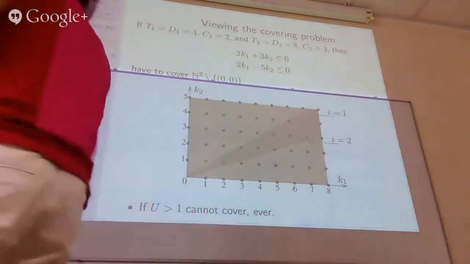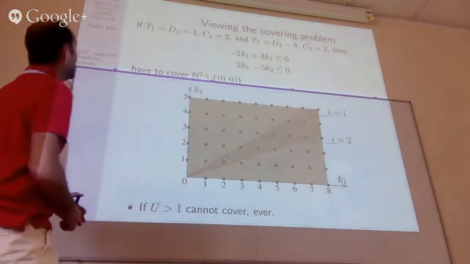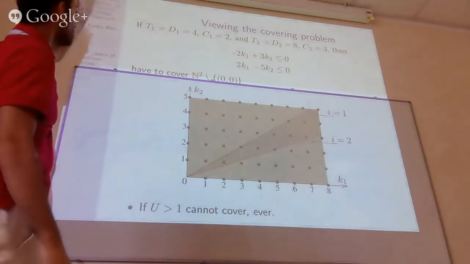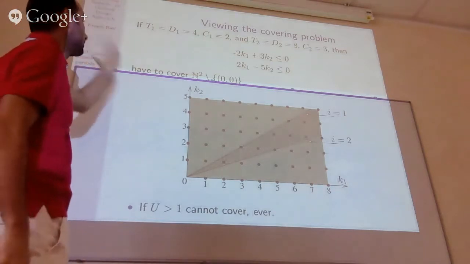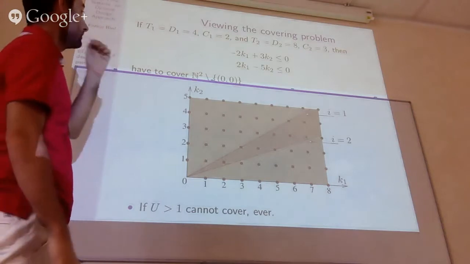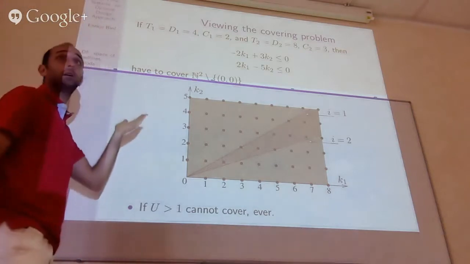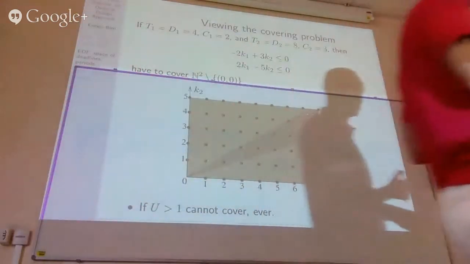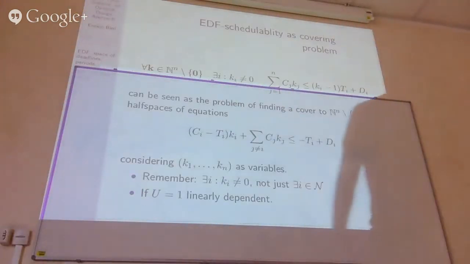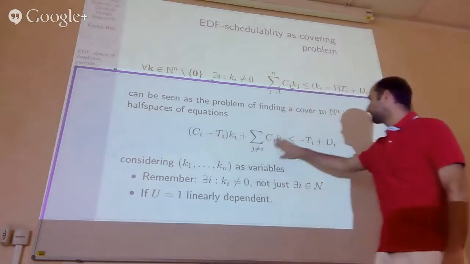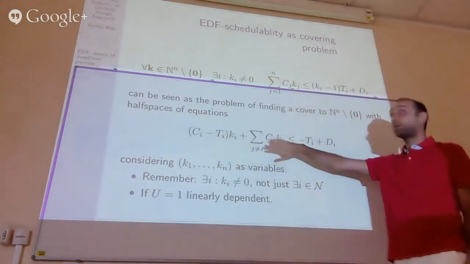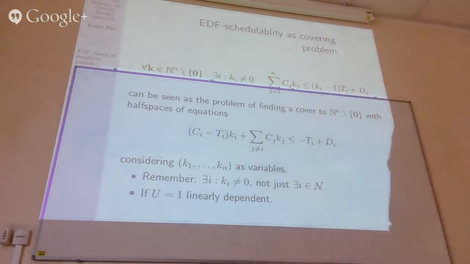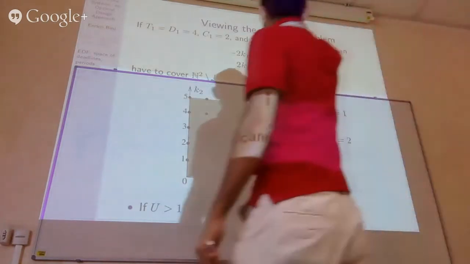Okay, so here I have an example where T1 equal to D1 equal to 4, and C2 equal to 2, and T2 equal to D2 equal to 8. If you compute those inequalities, the ones which were written just here, if you know everything, this and this, then you can compute it. And then you have this condition.